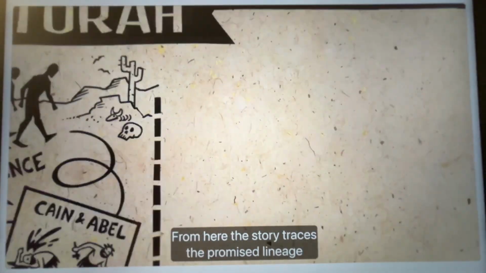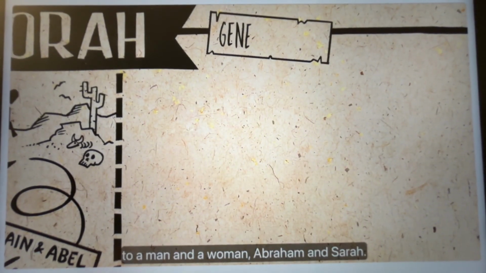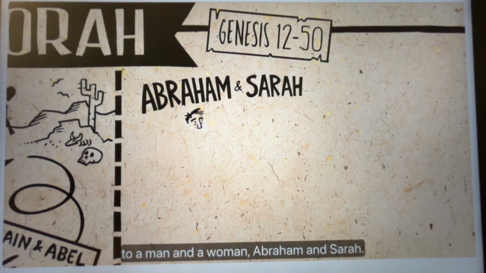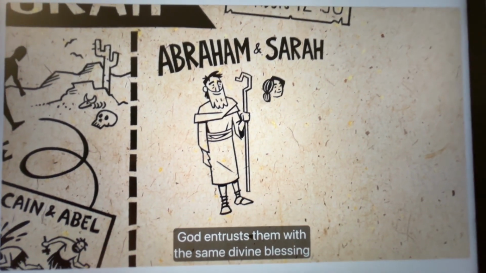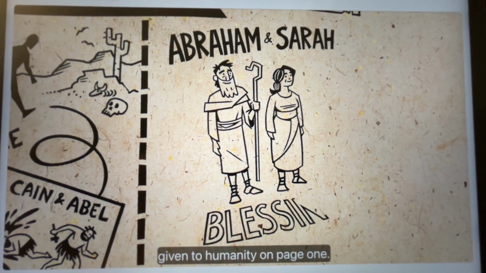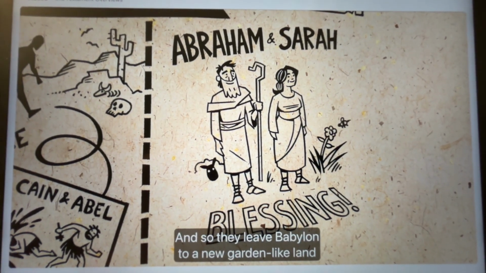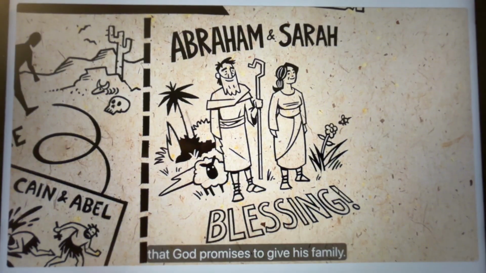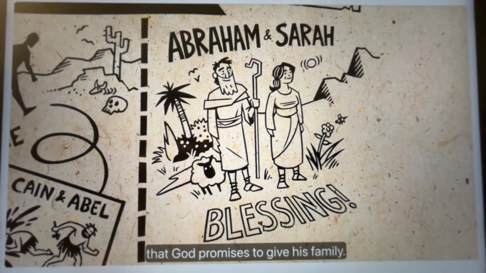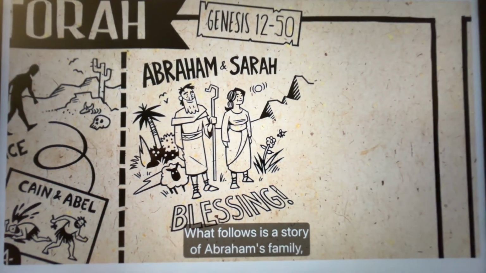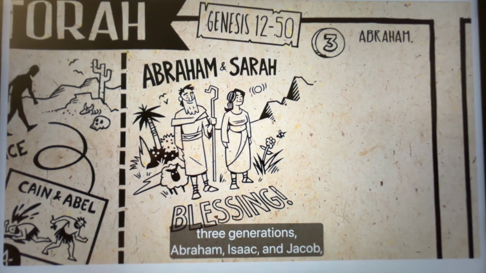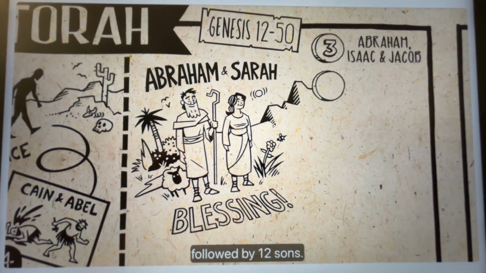From here, the story traces the promised lineage to a man and a woman, Abraham and Sarah. God entrusts them with the same divine blessing given to humanity on page 1. And so they leave Babylon to a new garden-like land that God promises to give his family. What follows is the story of Abraham's family. 3 generations, Abraham, Isaac, and Jacob, followed by 12 sons.